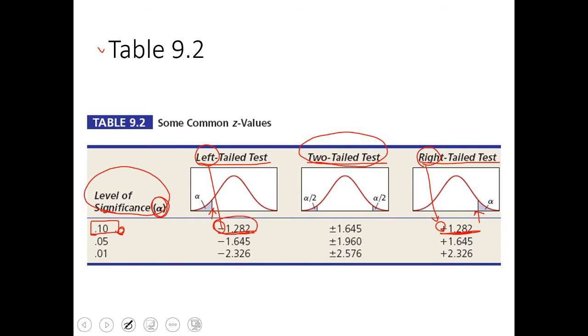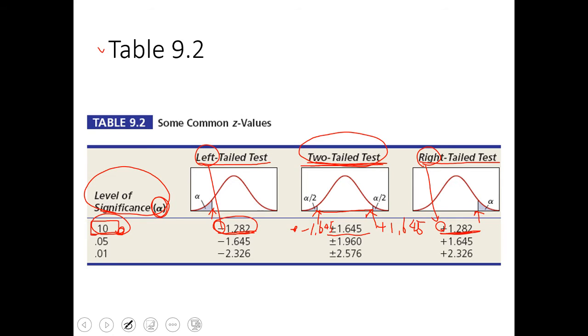If we are doing the two-tailed test, then we have two critical values: plus 1.645 and minus 1.645. So if this z statistic is located between minus 1.645 and plus 1.645, then the null hypothesis is not rejected at the level of significance 10%.